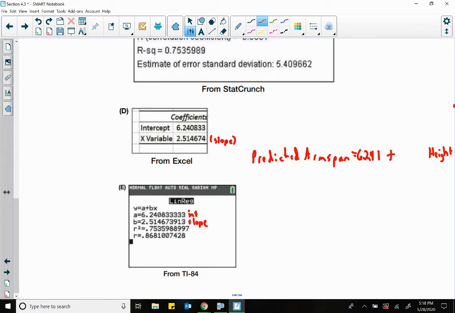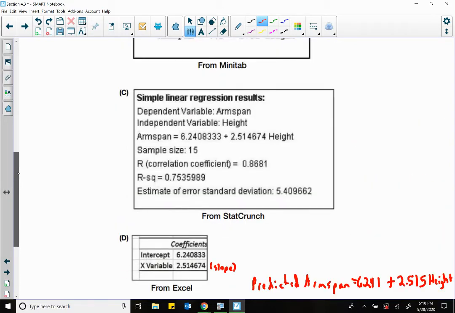Plus, and it's a plus because our slope is positive. If this slope was negative, we would have put minus. Okay? So plus, this guy rounded to the nearest hundredth. The 6 says, hey, 4, go up. So 2.515. There's the regression equation. And again, it matches everything that we saw right up here.